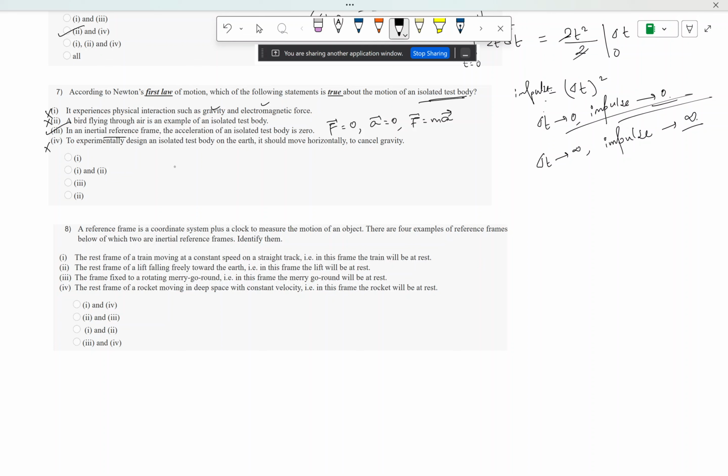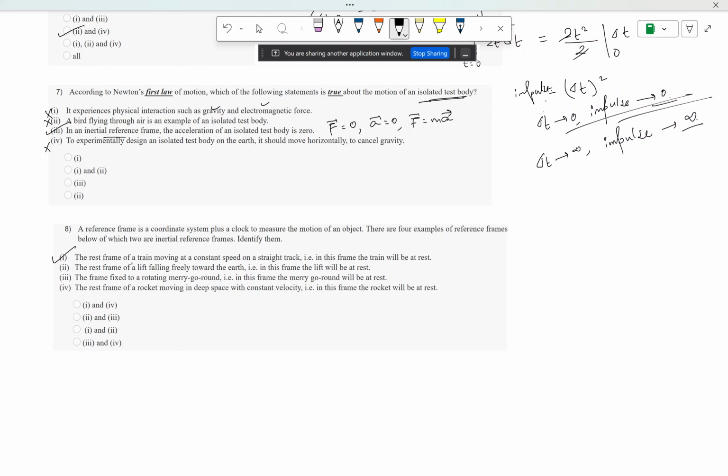So the first option is the rest frame of a train moving at a constant speed on a straight track, that is, in this frame the train will be at rest. So this one will be an example of an inertial reference frame.